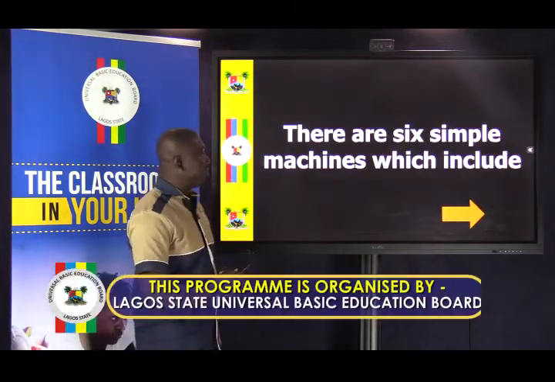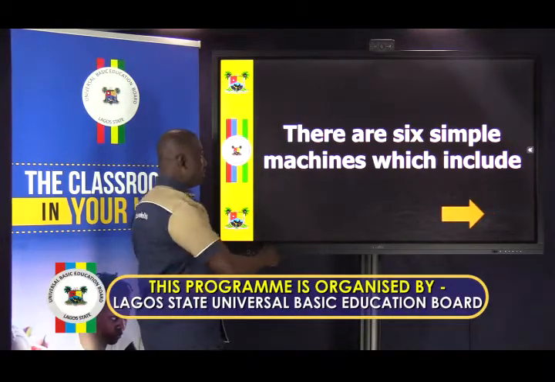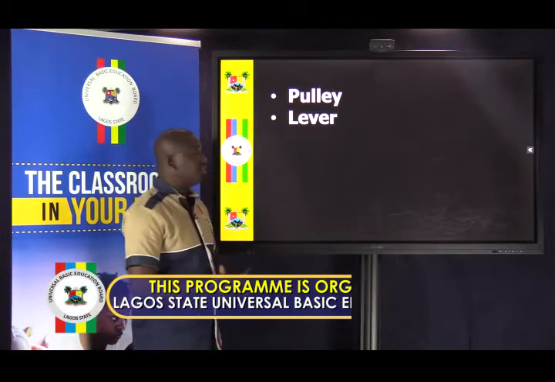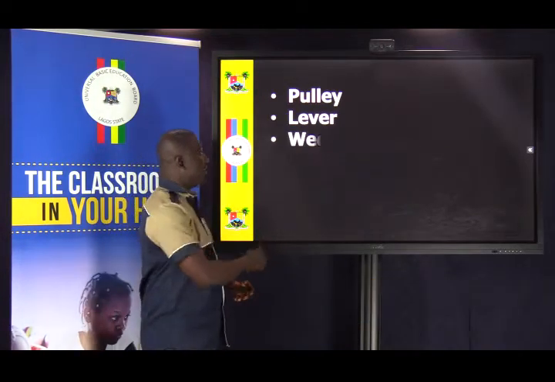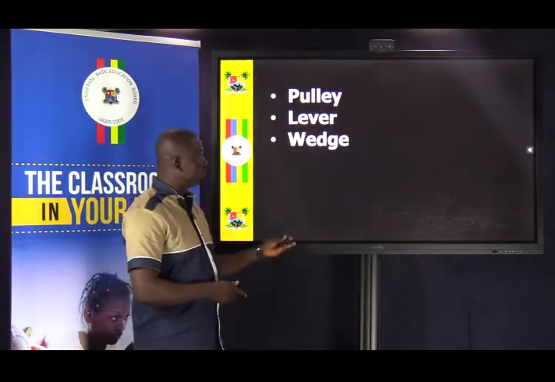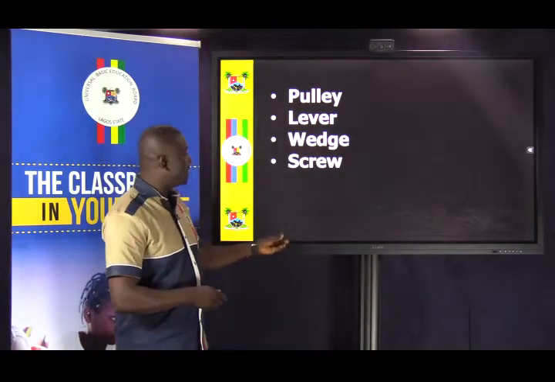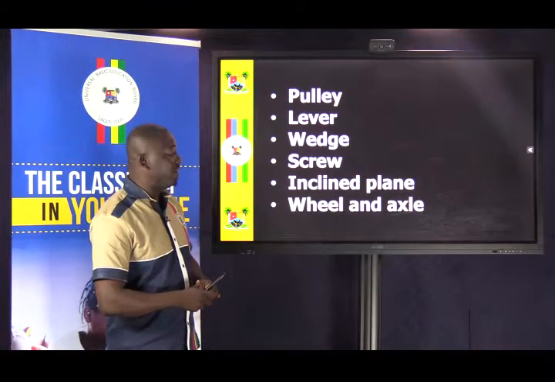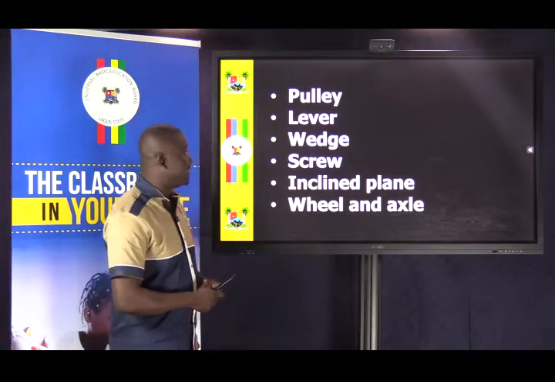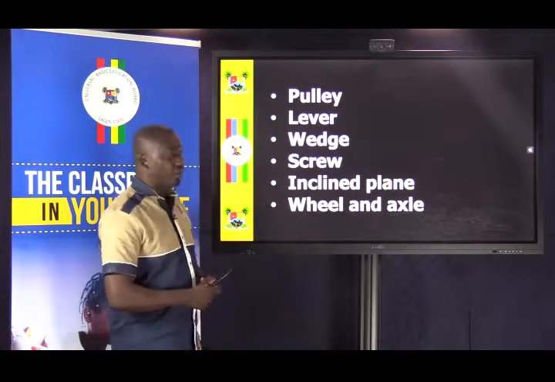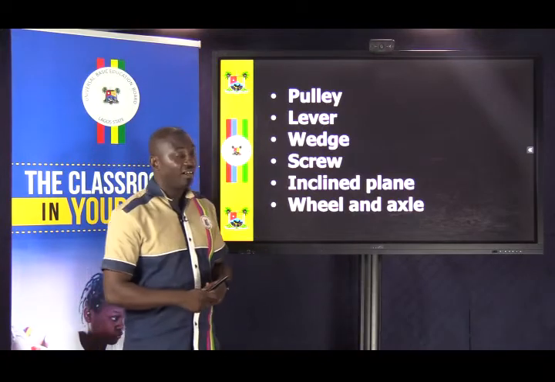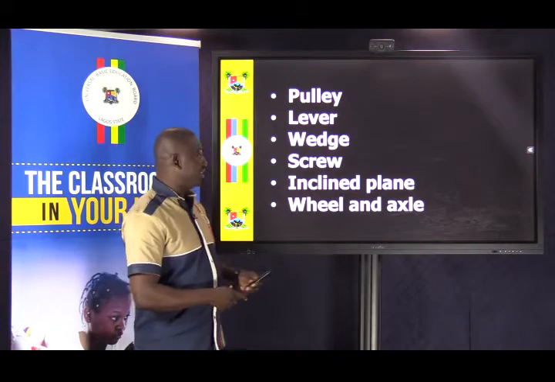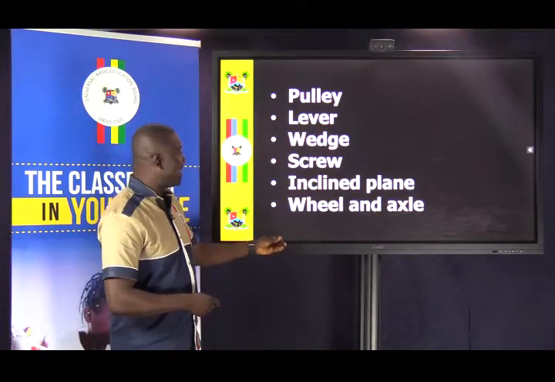There are 6 simple machines, which include the pulley, the lever, the wedge, the screw, the inclined plane, and the last one, the wheel and axle. Can you mention them? Pulley, lever, wedge, screw, inclined plane, and wheel and axle.